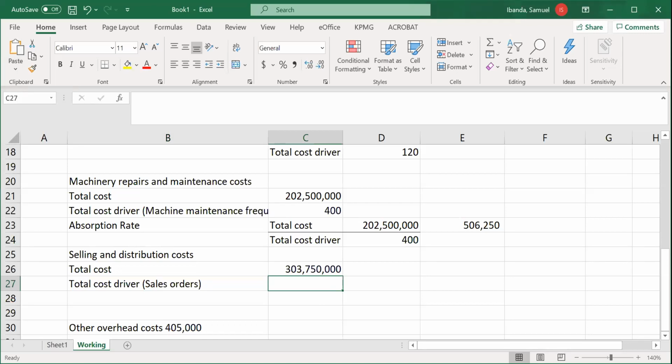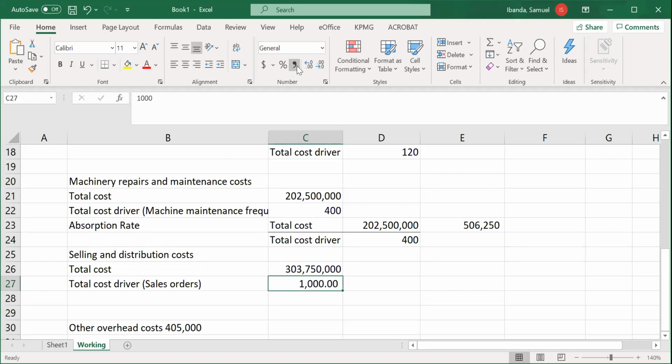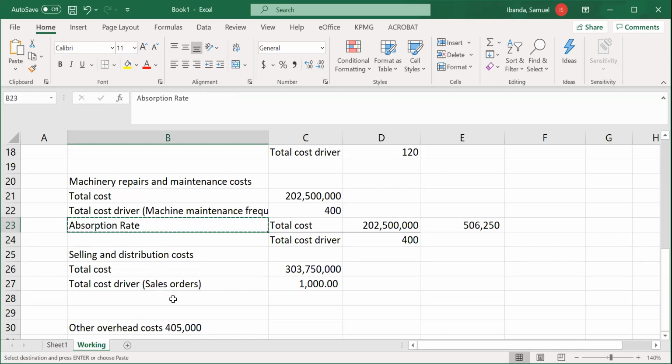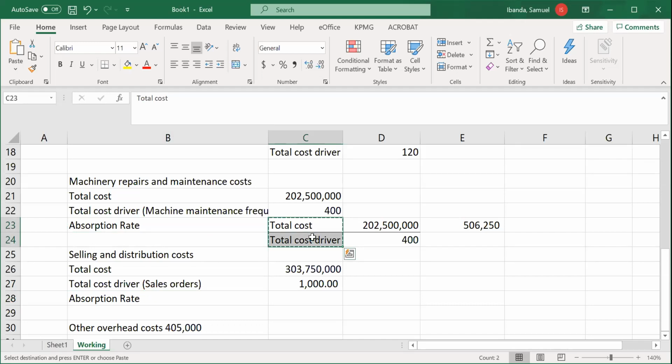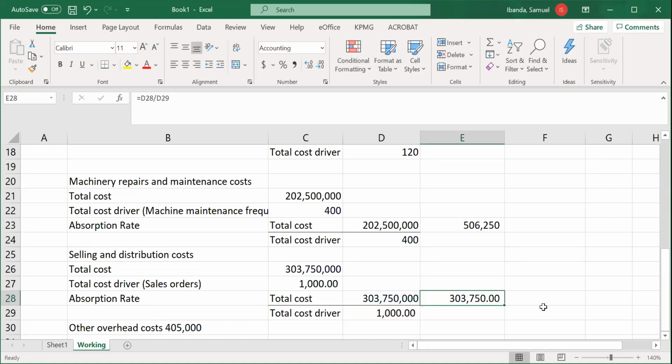So total cost driver, I'll basically come and add this one. 500 plus 300, that is 800 plus 200 gives you 1,000. So my total here is 1,000. So what this means is that for me to get the so-called cost absorption rate, I'll just come here. The absorption rate is given by this value divided by this value. And I'll get this divided by this, giving me 303.75.